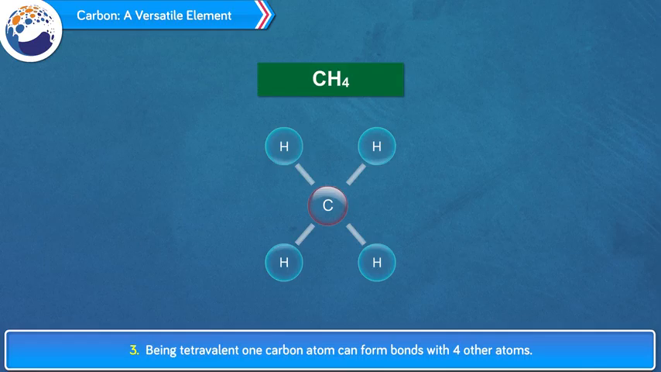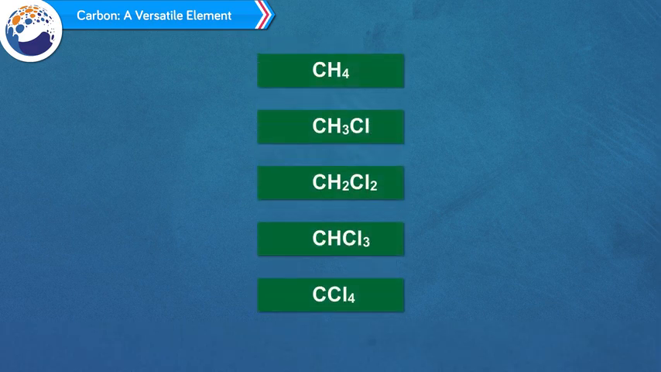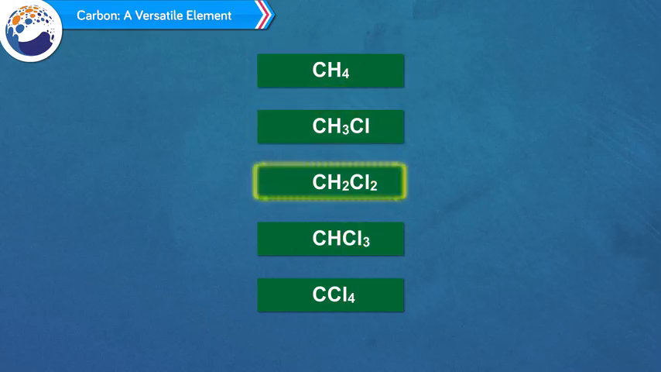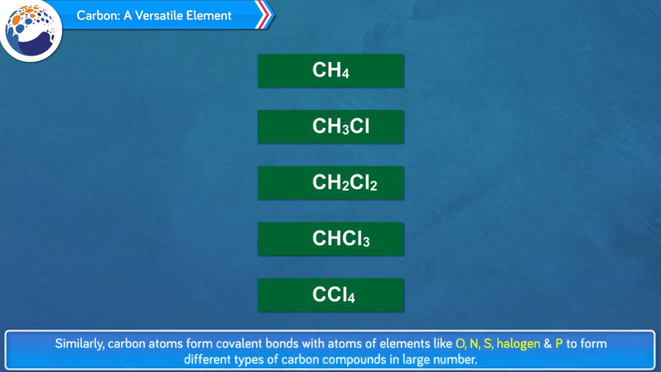3. Being tetravalent, one carbon atom can form bonds with 4 other atoms. These compounds possess different properties as per the atoms to which carbon is bonded. For example, 5 different compounds are formed using one carbon atom and 2 monovalent elements, hydrogen and chlorine: CH4, CH3Cl, CH2Cl2, CHCl3, CCl4. Similarly, carbon atoms form covalent bonds with atoms of elements like O, N, S, halogen and P to form different types of carbon compounds in large number.